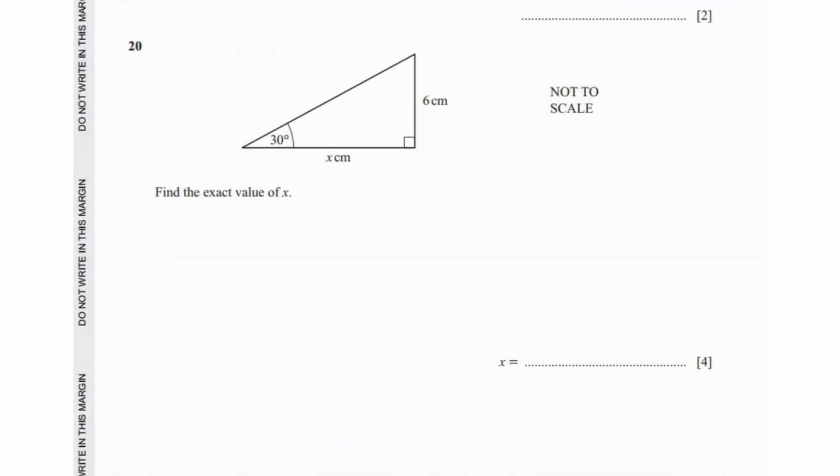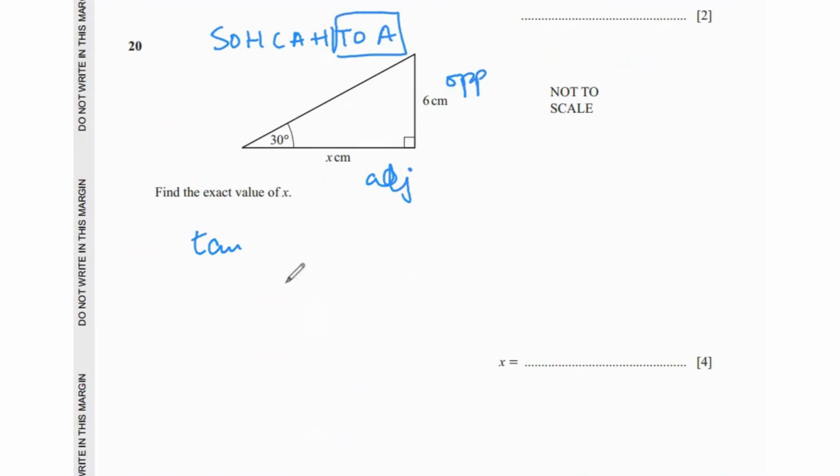Then find the exact value of x. So this is exact values of trig functions. So over here, what you need to identify is whether we have the opposite, adjacent, or hypotenuse. We have the adjacent because adjacent is the line on which the angle lies, and the length opposite to the angle is our opposite. So we'll use tan because if you remember SOH CAH TOA, tangent is opposite over adjacent. So tan 30 equals 6 over x. X is going to be 6 over tan 30.